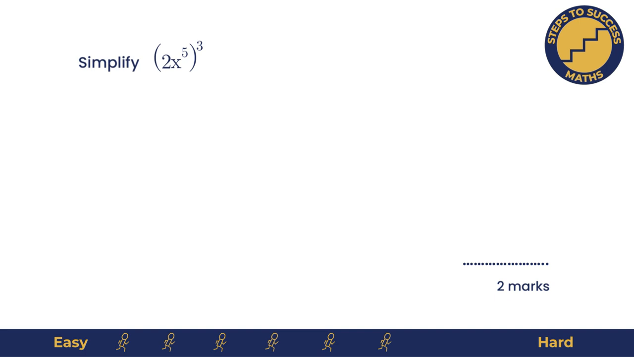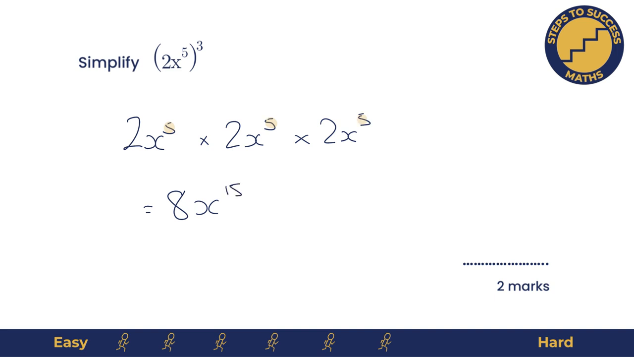2x to the power of 5, all cubed. Think about what it's like when you were writing it out. You'd have 2x to the 5 times 2x to the 5 times 2x to the 5. Do the number part. 2 times 2 times 2. 2 times 2 is 4, times 2 is 8. And then you've got x to the 5, and you're going to add those powers. 5 plus 5 plus 5, so 15. So you've got 8x to the power of 15.